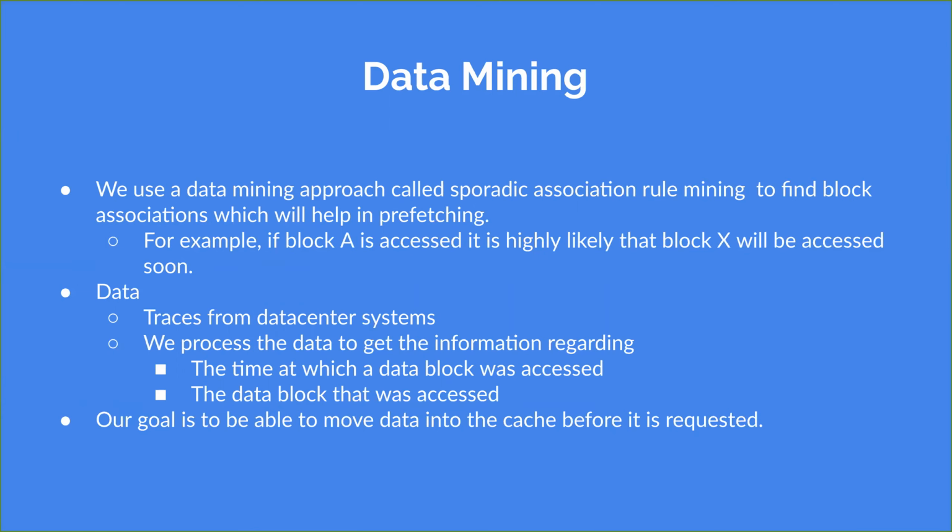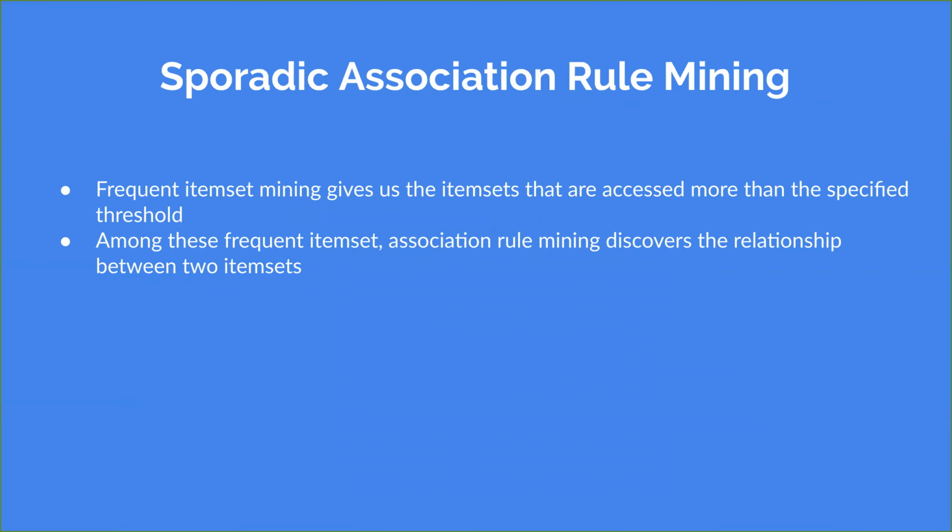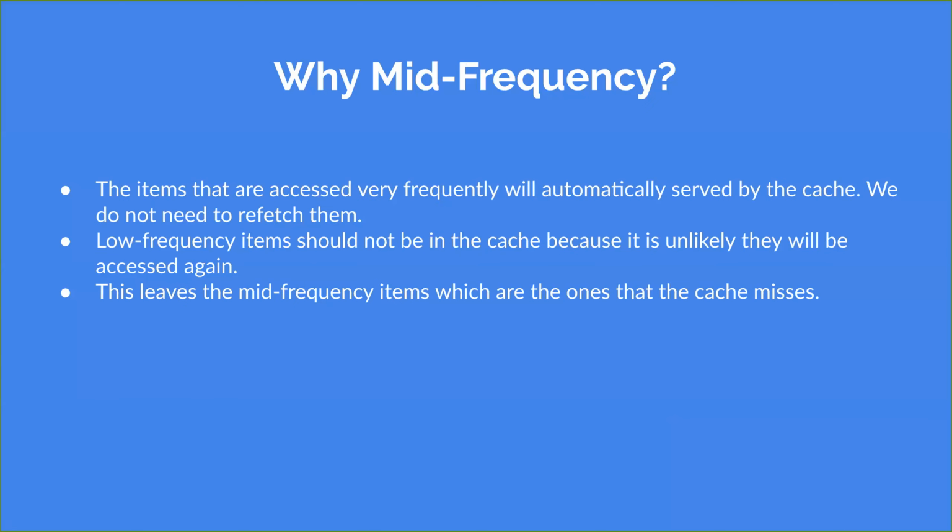The data that we have are traces from data center systems, and we have the time for each request and the location. And we have other information, but it is not relevant to us. So we use sporadic association rule mining in order to get block associations, which we use to prefetch data. First, we get the frequent item sets, which are the blocks that are usually accessed together, and then use association rule mining in order to discover relationships.